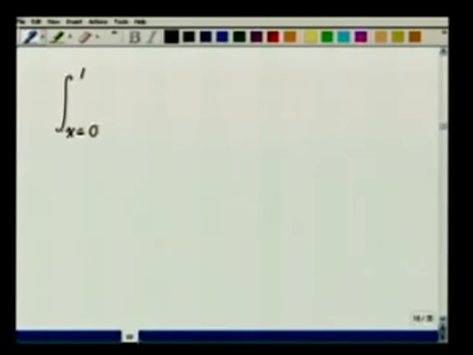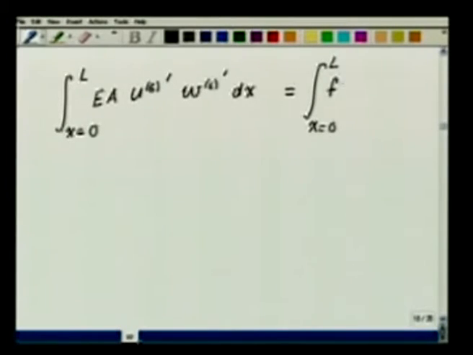So we will have the integral from x equal to 0 to L of EA u6 prime, we'll call it w6 prime, dx, is equal to the integral from x equal to 0 to L of f w6 dx plus p into w6 evaluated at x equal to L.